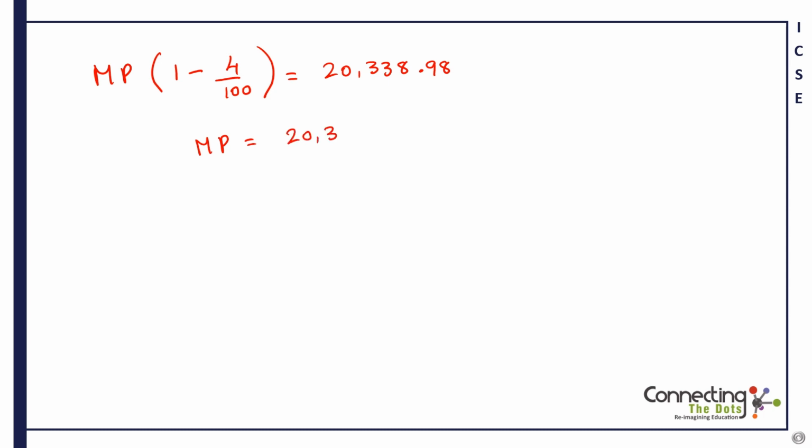This means that the marked price is 20,338.98 divided by 0.96. And where did I get 0.96 from? Well, 4 by 100 is 0.04 and 1 minus 0.04 is 0.96, and this leads us to the result that the marked price is 21,186 rupees and 44 paise. So we were able to work back from the GST amount to calculate first the selling price and then the marked price.